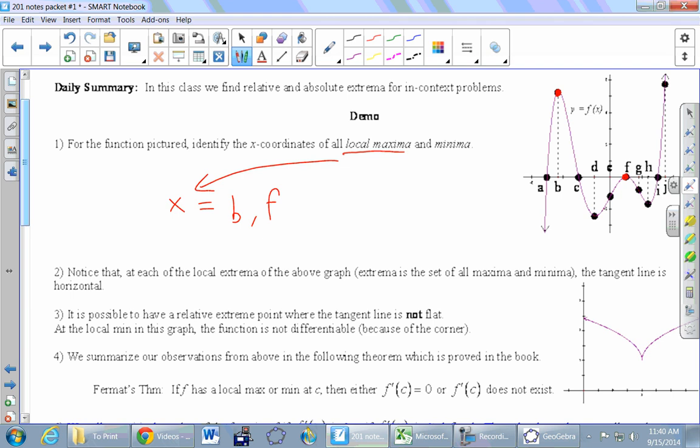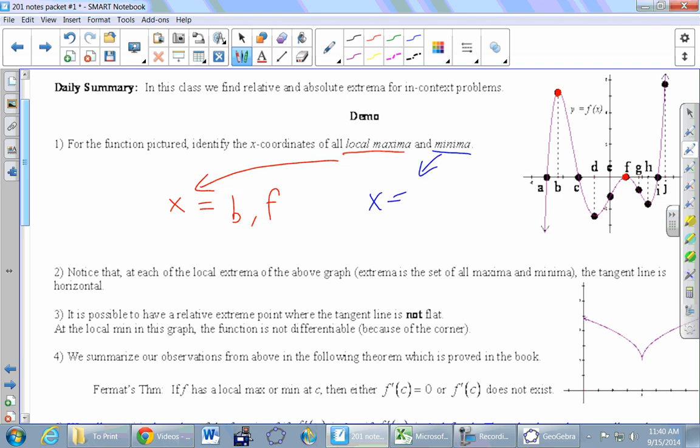J. So if we stop the graph at J, then it would count. But for example, here's a point near J that's higher than J. So there's really nothing special about J. Okay? All right, same idea, but now local minima.